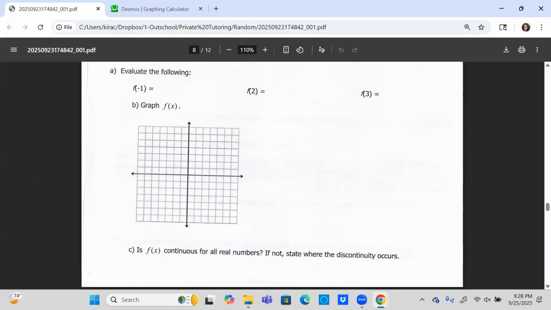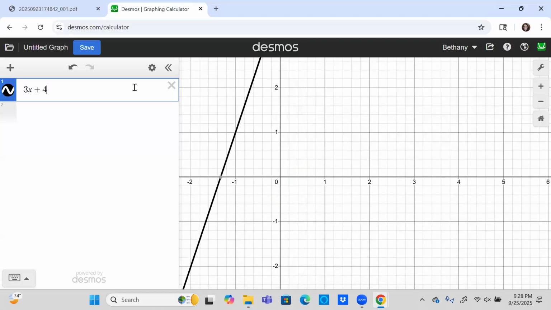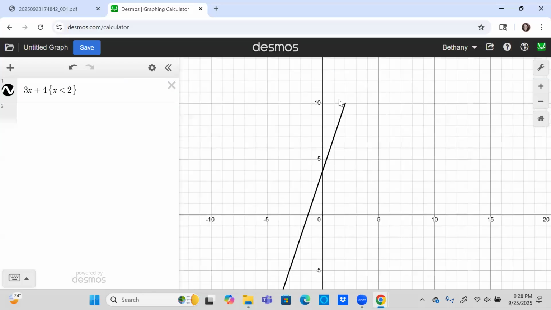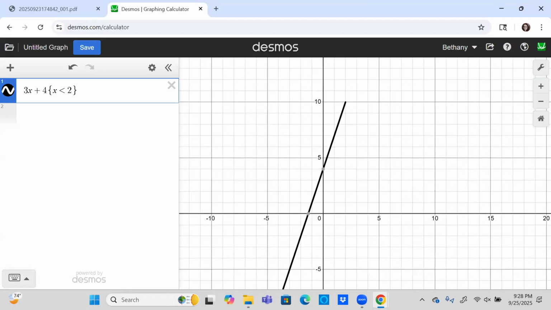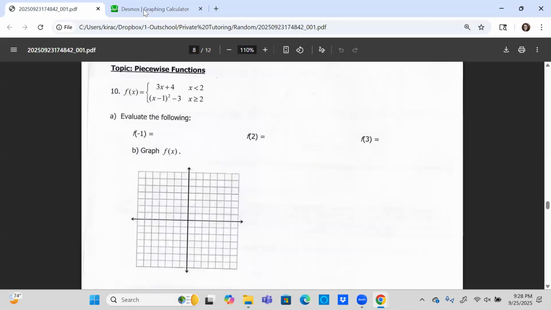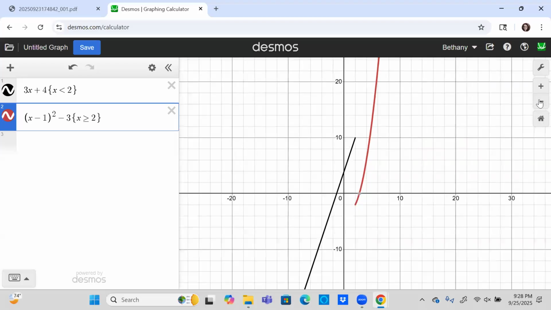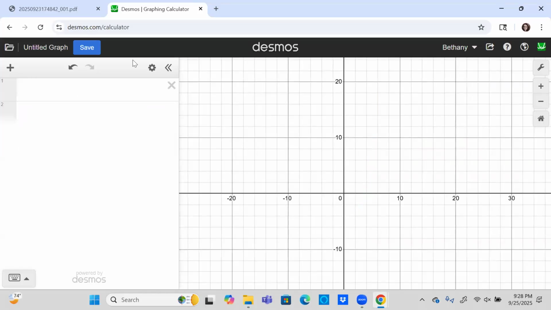If you want to know if Desmos does these, they do. 3x plus 4. So you just type 3x plus 4. And then you use squiggly brackets, x is less than 2. There it is. And you can see it'll tell you where to stop off. It won't show the open dot though, which is annoying. And then the other one was what? X minus 1 squared minus 3. So do that. And then squiggly brackets, that was for x greater than or equal to 2. And there it is. And again, it won't show this. Well, it will show the solid dot actually. There he is. Okay. That's how you do it in Desmos.